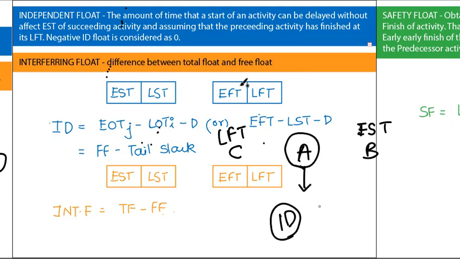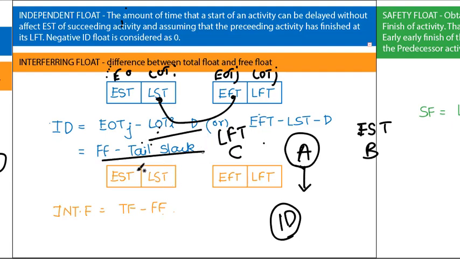Independent float is given by EOTJ minus LOTI minus D. This is EOTI, LOTI, this is EOTJ and this is LOTJ. It is also free float minus the tail slack. We'll look at that. The last type of float is interfering float. The difference between total float and free float is interfering float.